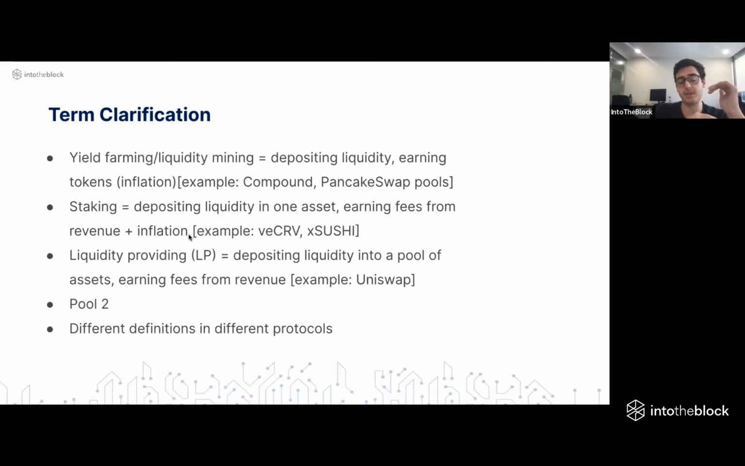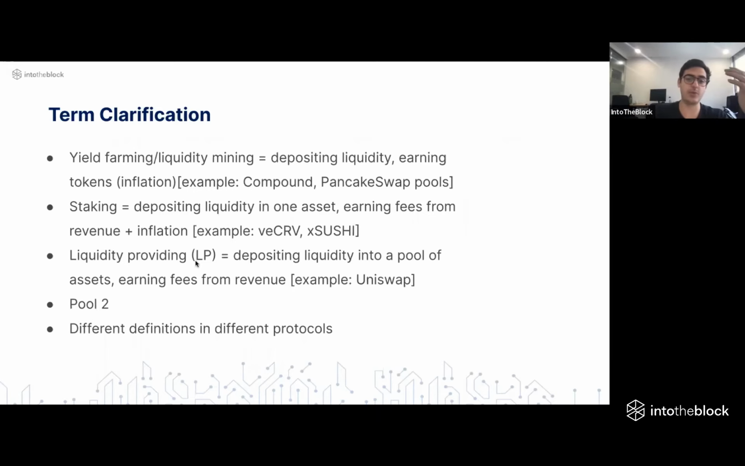Then there is staking, which I sort of described with Synthetics as an example, but it's essentially also depositing liquidity and earning both fees and inflation. In some cases, it's just fees, and in some cases, it's both. A good example of this is Curve's veCRV, where you also get voting power that grows depending on the amount of time that you've locked your tokens, and xSushi, in which you just earn trading fees: 0.05% of the trading volume goes to xSushi stakers.